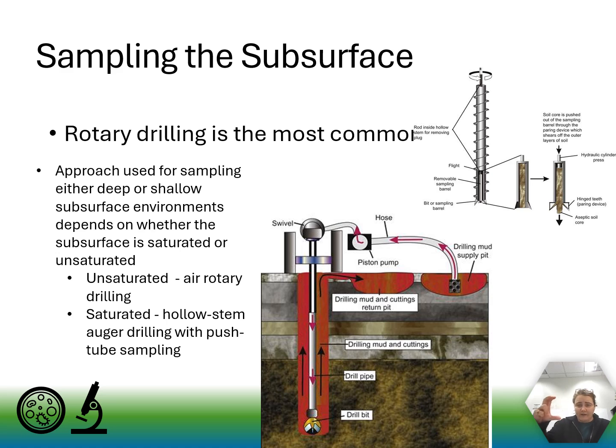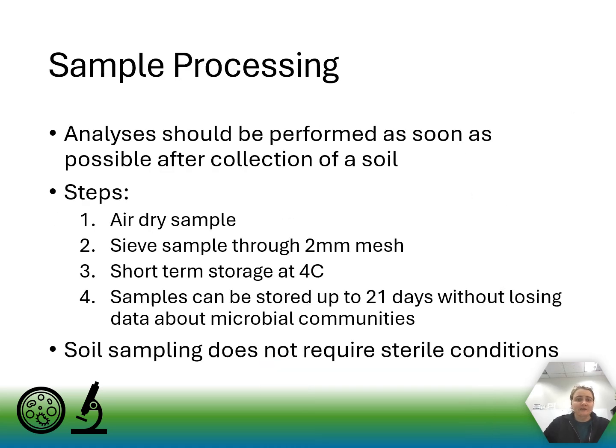So if we're in the unsaturated area where there's not a ton of water and there's still air spaces in the soil, we use what's called air rotary drilling. But if we get down into the saturated area where there's lots of water and lots of potential for soils to move on us, we use what's called hollow stem auger drilling with what we call push tube sampling. So it looks just like the traditional hand auger tool, but it's in a drill. And it's specifically set up so that the water is having minimal impacts on the soil sample that we're pulling up. So that's something to think about. So those are all of our different types of sampling and thinking about getting soil from the environment.